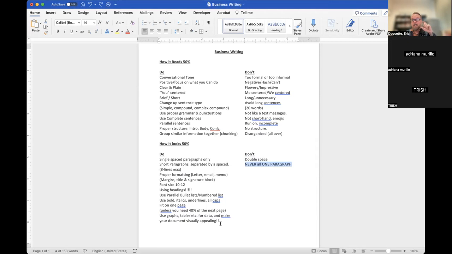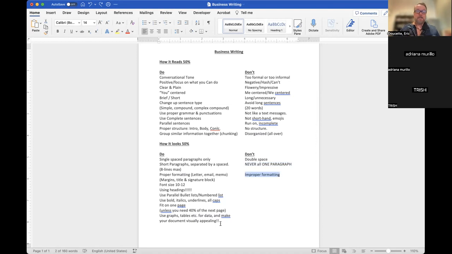But if it's 4, 6, 8 lines, break it into 2 or 3 shorter paragraphs that are very scannable and readable, but never all one paragraph, and certainly not a whole page of text. That would be the big no-no. And if I get a document like that, I'll put a 0 and I'll say, please watch my video on business writing. All right, another one is improper formatting.